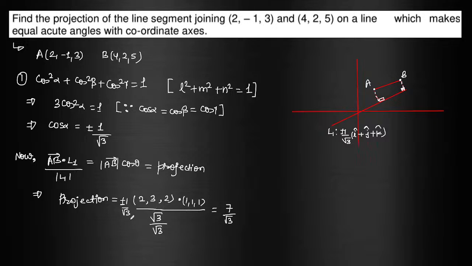Normally it is A dot B upon mod A. So we did 7 by root 3.